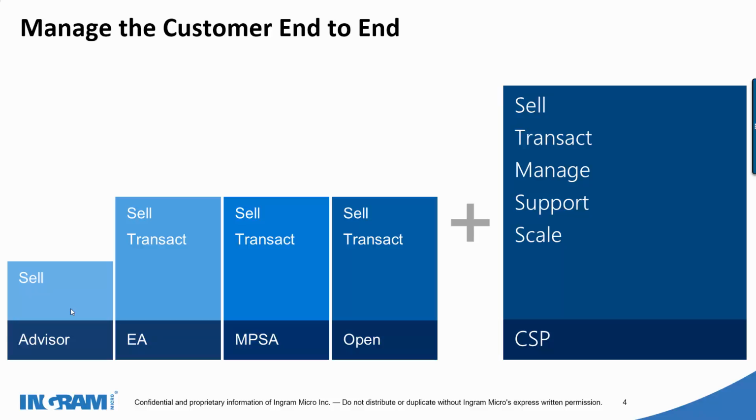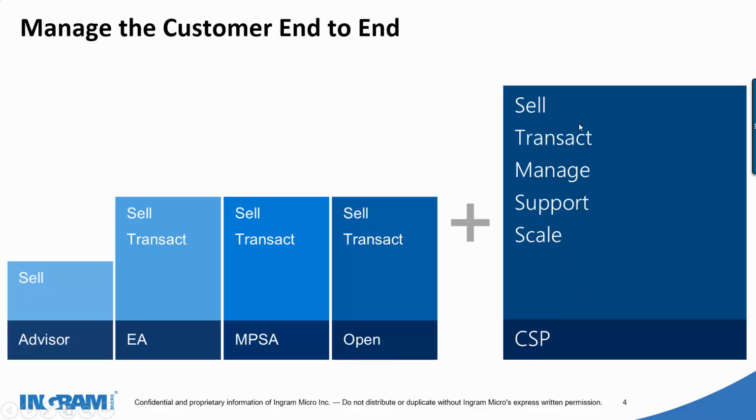And then there are the other 3 programs which allow you to sell and transact with the customer, and I think most partners fall under the Open program, which is the most popular program for Microsoft under small and medium businesses. Now, it is still restricted to sell and transact. You cannot do anything more than that, and this is how CSP is very, very different from Open.